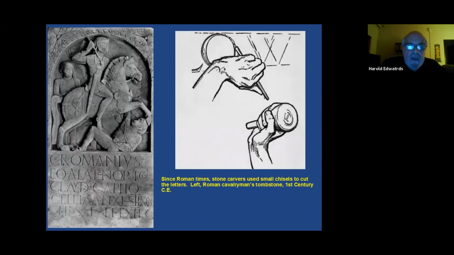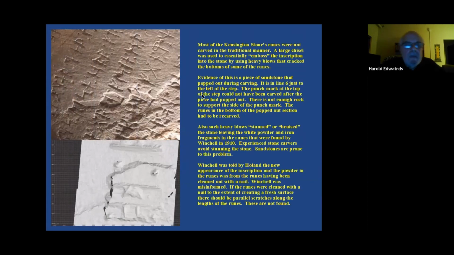This is a Roman cavalryman's tombstone, with very nicely carved letters. These letters were carved by using a small chisel and gradually chipping away the bevels of the inscription. That is not how the inscription is done on the Kensington Stone. What was done there is a chisel was placed against the rock and was hammered again and again until the appropriate depth was attained. Essentially, the inscription is embossed in the rock and not carved.